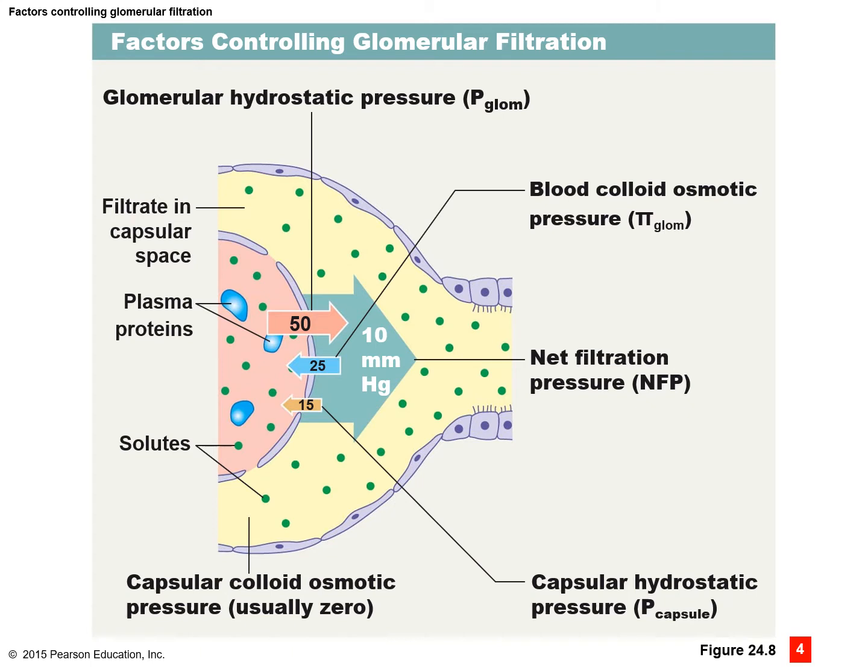Finally, we have capsular colloid osmotic pressure, and this is usually 0, so it's not really factored in unless the person is injured or sick. This means the total sum and net filtration pressure is going to be 10 millimeters of mercury, and this favors filtration from the actual capillaries and into the capsular space.